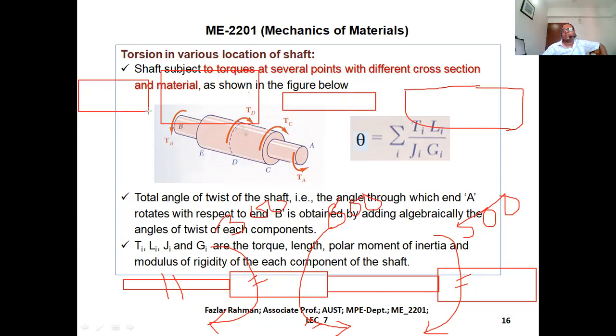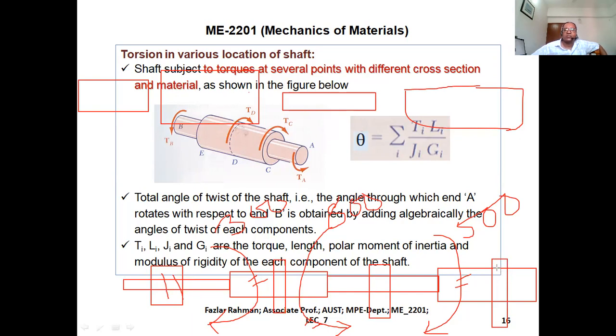Then we have to make the torque diagram, or you need to figure out what the torque is right over here. If you know the torque in this shaft, this shaft, this shaft, then you can easily figure out the value of tau for this shaft: tau 1, tau 2, tau 3, tau 4.